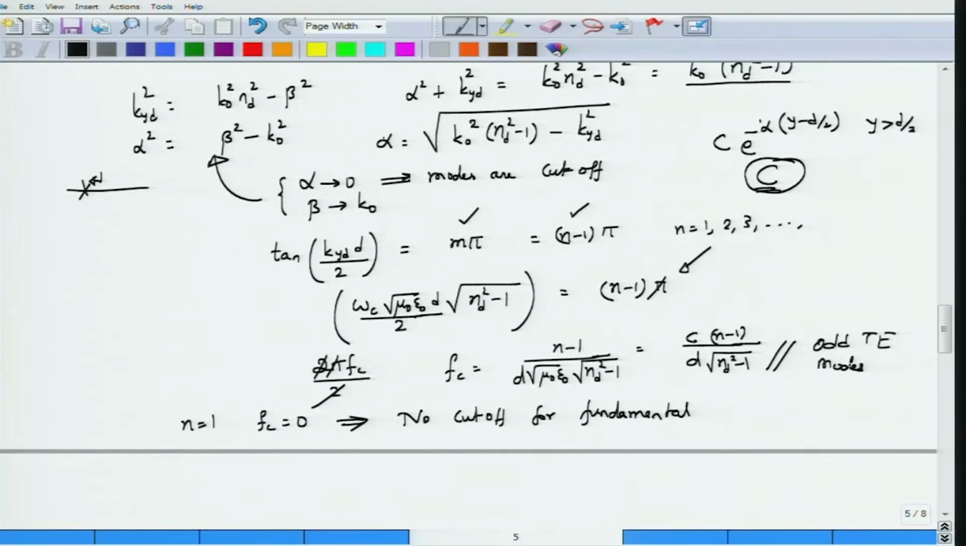What would be the cutoff condition for the even TE modes? You can actually show that instead of tan it would be cot. I will not derive this one. So the cutoff condition for the even modes will be fc equal to c times n minus half divided by d into square root of nd square minus 1. This minus half simply indicates a pi by 2 shift in the argument that needs to be used. But the important point is when n is equal to 1, fc is not 0, which means that first the odd TE mode, the fundamental, will propagate, then the even TE mode will propagate.